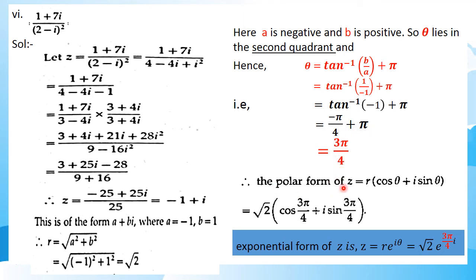Then the polar form of z is r into cos theta plus i sin theta. Then r is root 2 into cos 3 pi upon 4 plus i into sin 3 pi upon 4. And the exponential form of z is equal to r into e raised to i theta, which is equal to root 2 into e raised to 3 pi upon 4 i.